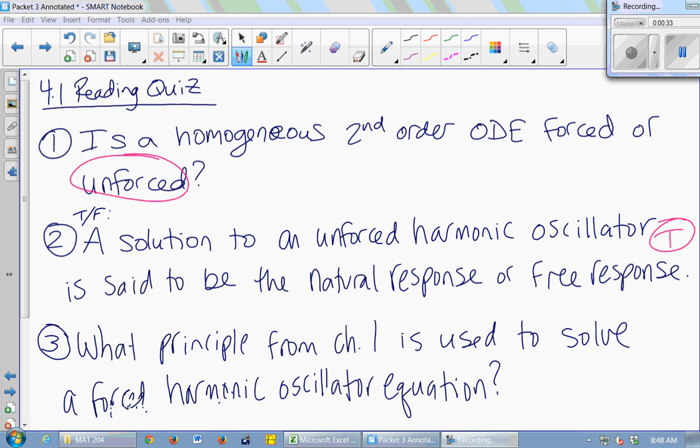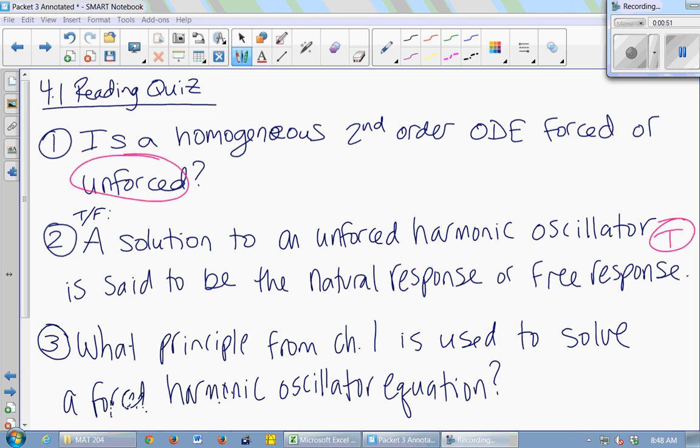Because the natural response always dies out. Think about a harmonic oscillator on a spring. It's eventually going to come to a stop, right? So the natural response or the free response always dies out. And what's left is the forced response, and that's called the steady state response also.